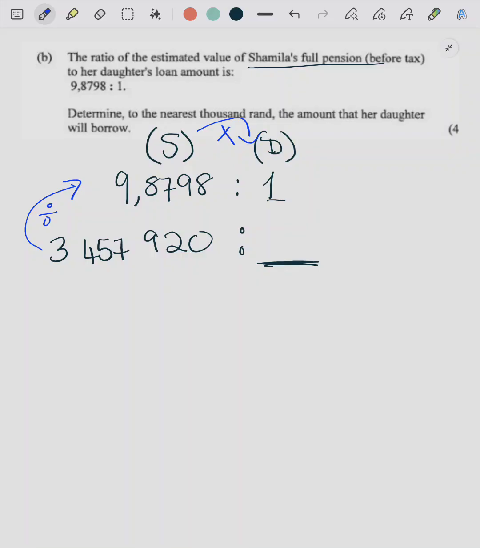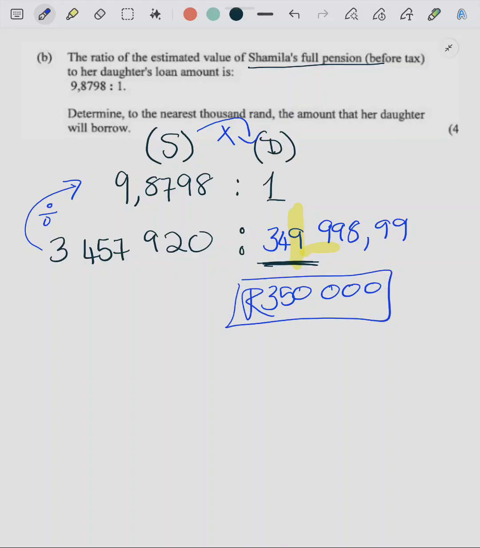And with that division, your result should come up to 349,998,99. And they do tell us rounded to the nearest 1,000. So if I'm rounding to the nearest 1,000, we go and look at where's our 1,000 column? This is our 1,000 column, this 9. I'm going to look next door to see does it go up or down. And because it's a 9 next door, it's going to go up. So that will make it go up to 350,000 rand. And that is my final answer.